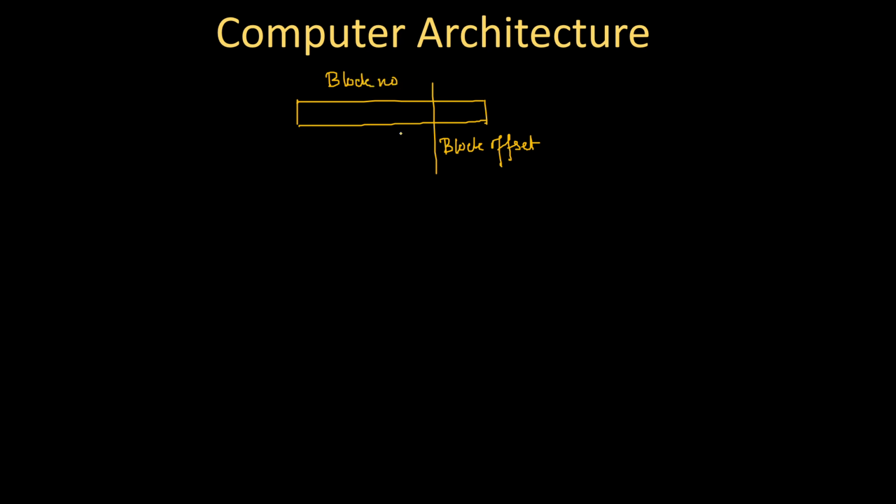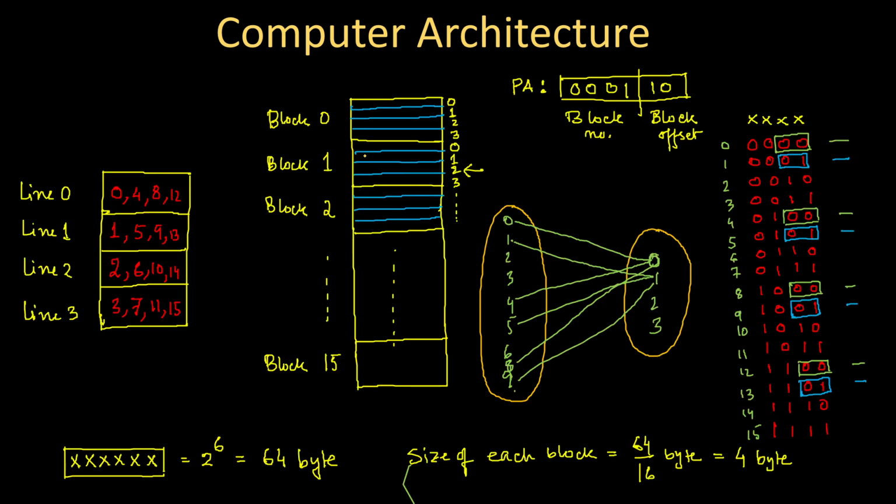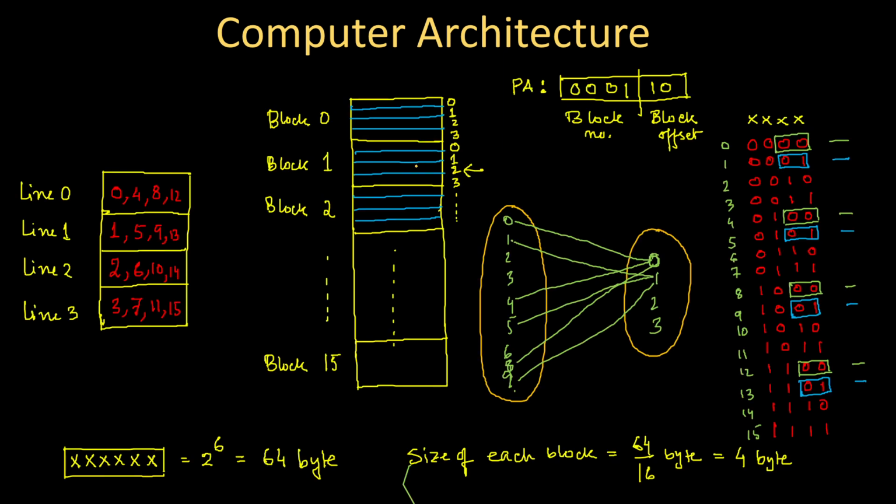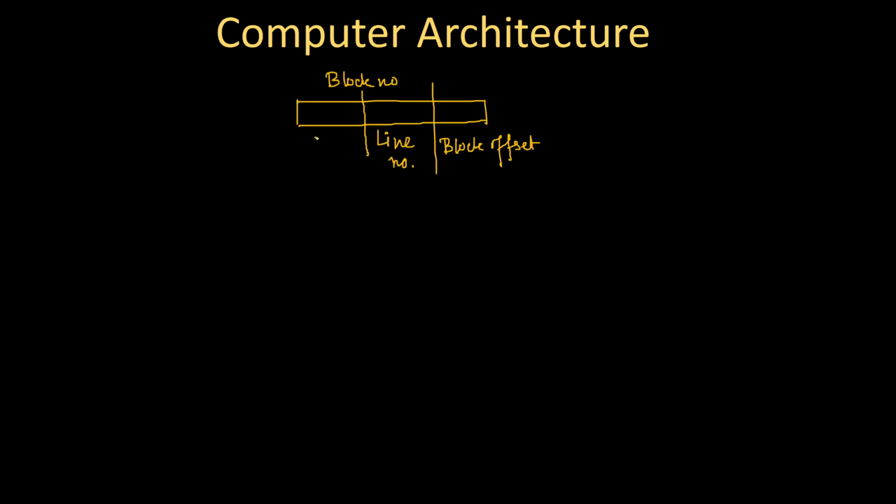Now this block number I can divide into 2 parts again, where the rightmost part is representing the line number of the cache. So this is what we call the line number. That is actually representing the cache line number where the data should be present. And this is what we call the tag.